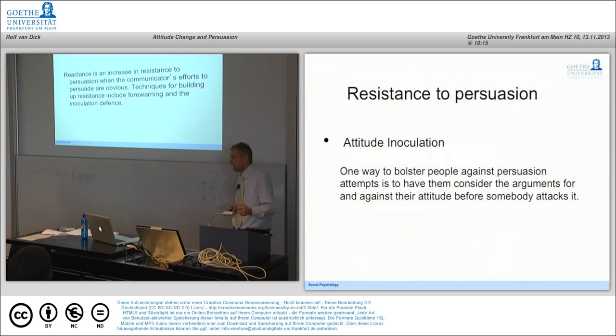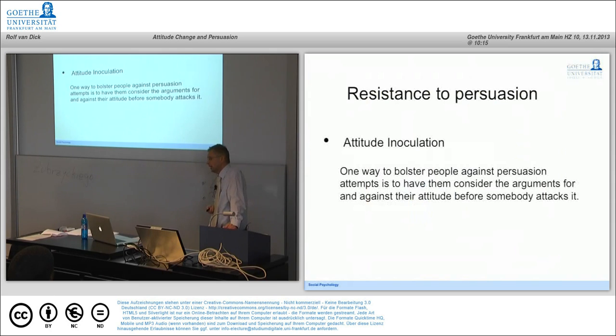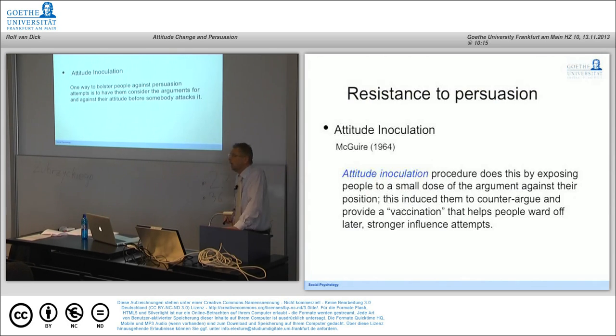Forewarning is one thing, inoculation defense is another, and attitude inoculation is one way to bolster people against persuasion attempts by having them consider arguments for and against their attitude before someone attacks them. This is, for example, quite helpful when you have young children. Prepare your children with counter attitudes before someone else does it.